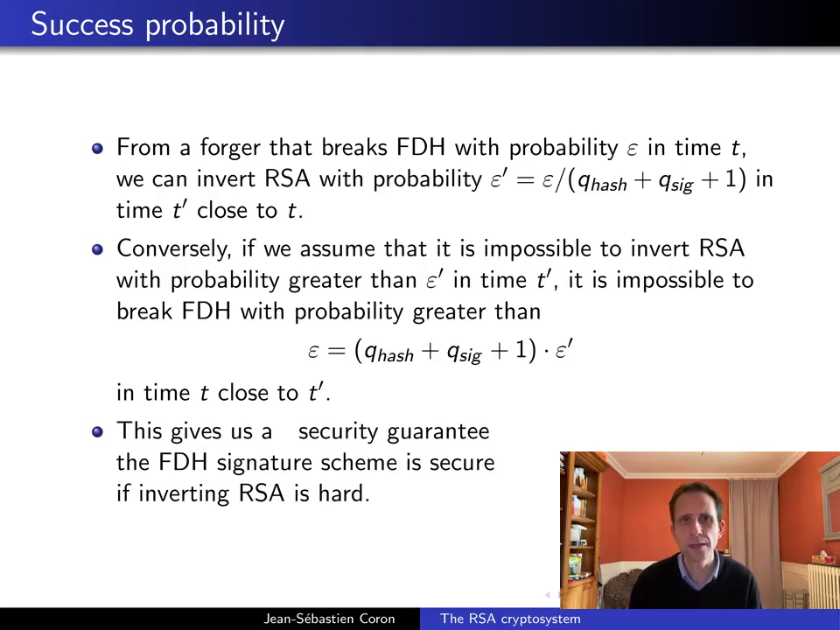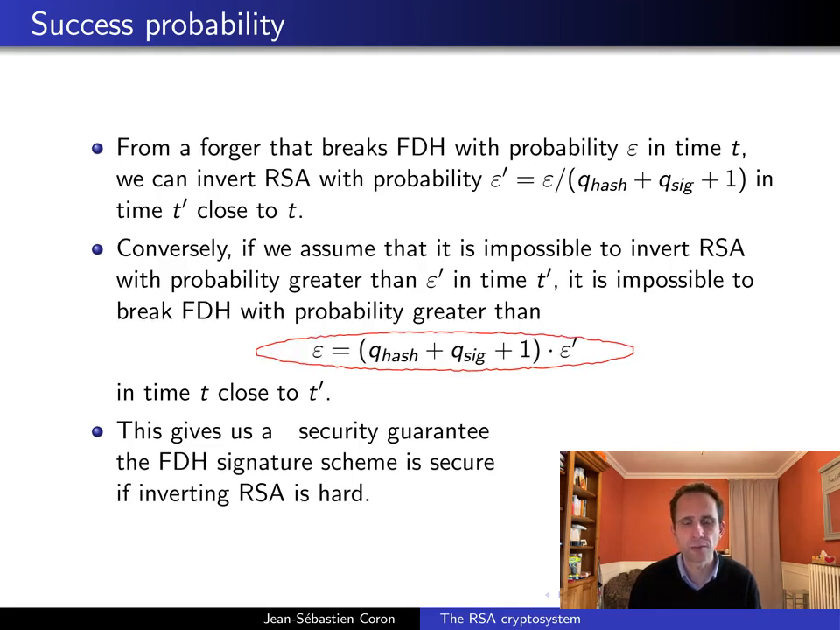And so conversely, this means that if we assume that it is impossible to invert RSA with probability greater than epsilon prime in time t prime, then it is impossible to break full domain hash. So full domain hash is secure against forgery. So it is impossible to break full domain hash with probability greater than epsilon equals QH plus QSIG plus 1, so this penalty factor times epsilon prime, and in running time t close to t prime.